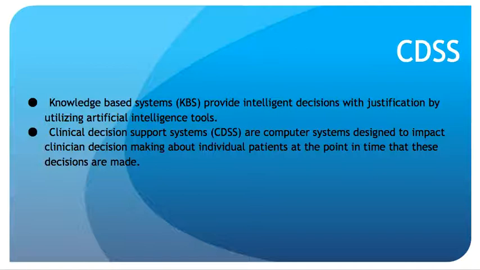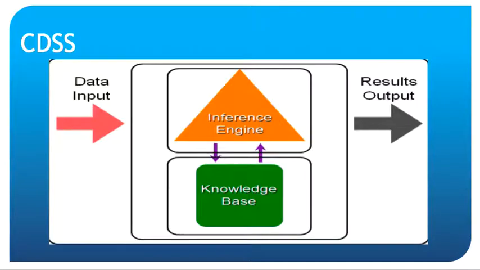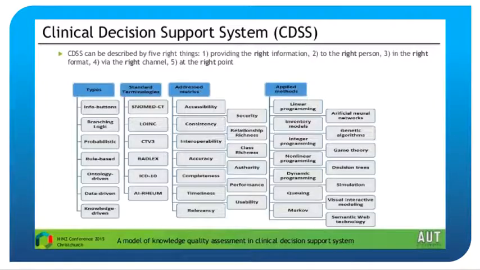Clinical decision support systems are computer systems designed to impact clinician decision making about individual patients at the point in time that these decisions are made. So this is a graphical representation of a clinical decision support system where data is input from different sources. It could be a database, a website, or some other kind of reference. And then that goes through an inference engine and a knowledge based algorithm that interprets the data and then gives results that can be helpful to a clinician.